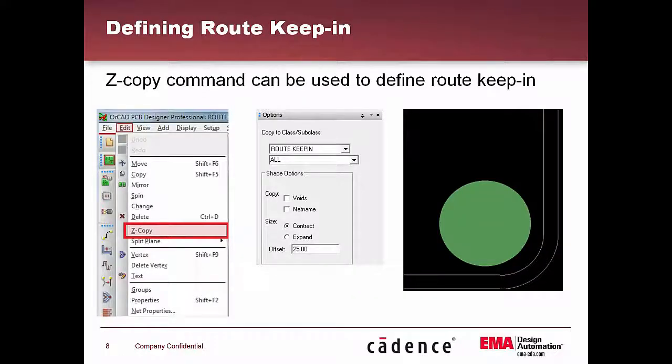The next thing is we can define the route keep-in using the zcopy command. So zcopy is a very powerful command. It has a number of uses, but in this particular application, I simply want to copy the card outline and I want to shrink it or contract it by 25 mils in this case. So what I'm doing is I'm creating a route barrier here, so any of the auto routing cannot go beyond this barrier. It has to stay within this route keep-in.